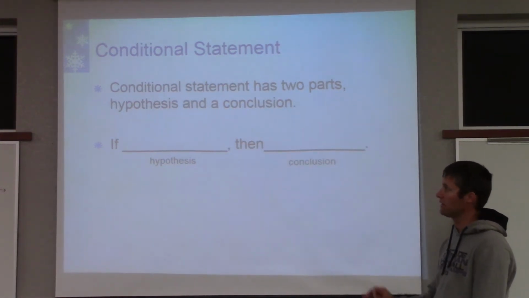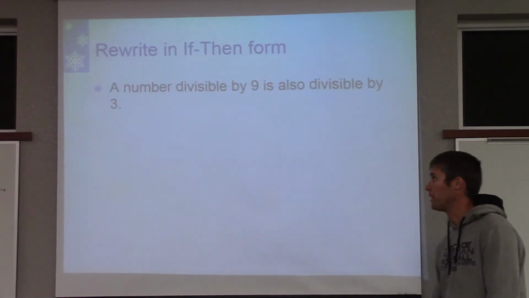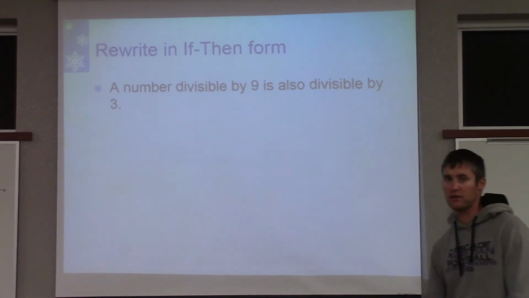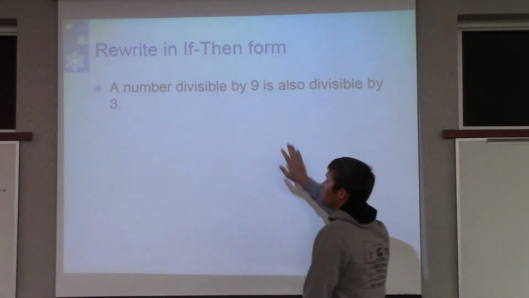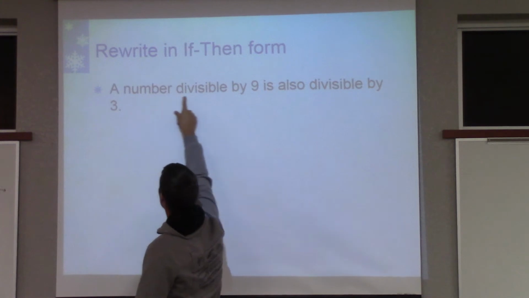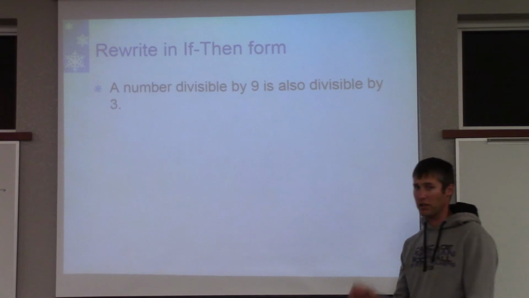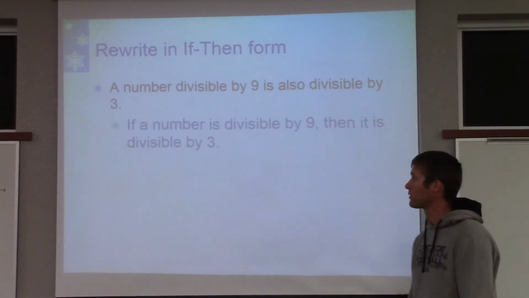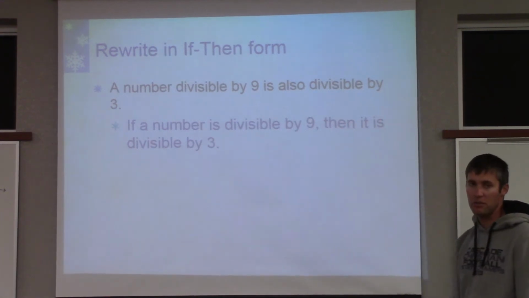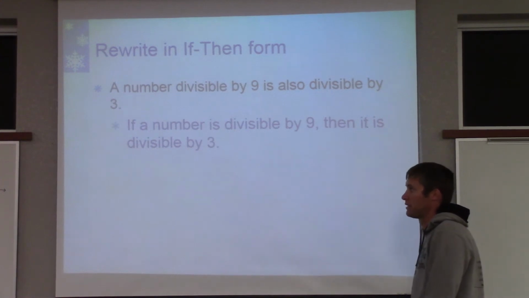So we're going to be writing these conditional statements, if-then statements. A number divisible by 9 is also divisible by 3. We want to write this as an if-then statement. So basically take the statement given to you and just put an if and then to it. If a number is divisible by 9, then it is also divisible by 3. It's basically the same statement. You just put an if and then in there.